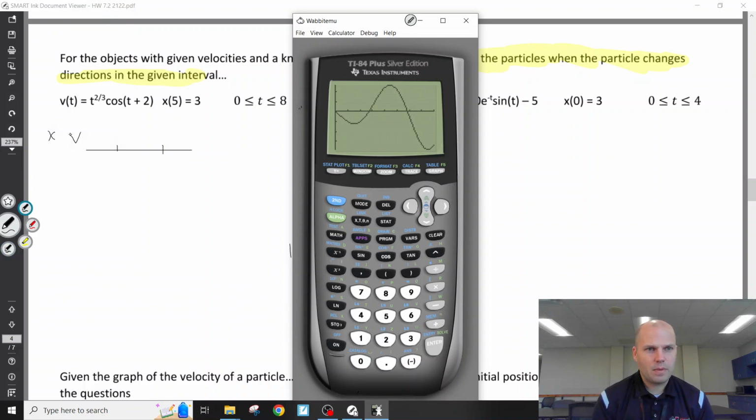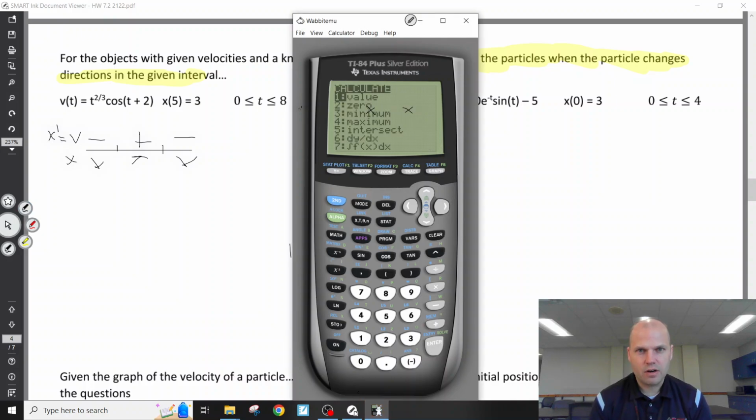My velocity, or the derivative of my position, is negative, then positive, then negative, which means my position is decreasing, I'm going to the left, then increasing, then decreasing. I need to find these locations. Now, how do I find it? They are zeros. There are two ways to find zeros. Second calc zero is one way. I don't like using that way. I prefer, because we're going to do this a lot, to graph y equals 0. You don't see it, but it's there. Y equals 0 is on the x-axis.